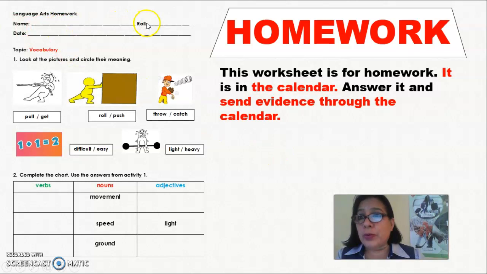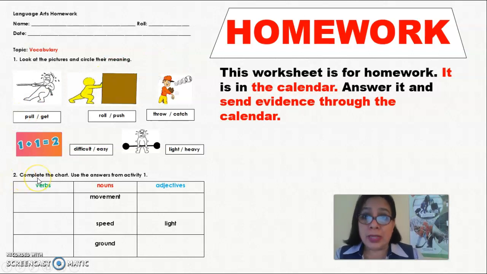Write the name, the role, the date. Vocabulary is the topic. Activity 1 says, look at the pictures and circle their meanings. Look at the picture and circle pull or get. Roll or push. Throw or catch. Difficult or easy. Light or heavy. Okay? When you have circled the answer, you will do activity 2.